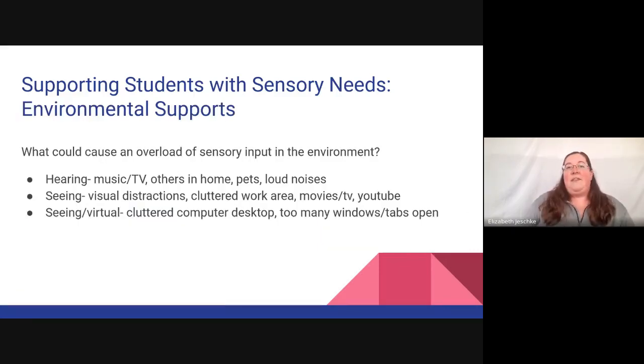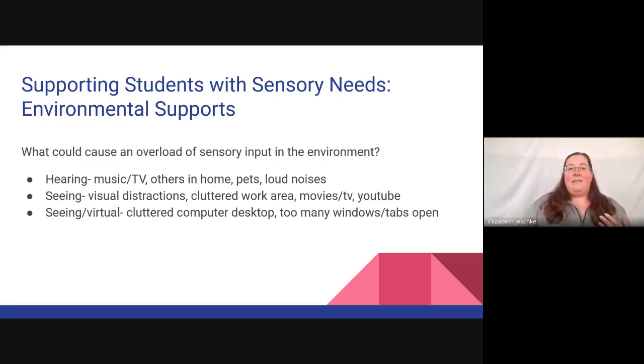Some of the things that we think about that could cause these sensory issues or concerns might be environmental. So again, those loud noises, things that we're hearing, if there's music going on in the background or the TV's on, if there's lots of noises happening in the home, siblings running around, pets barking, all of those types of noises could be too much input for a student's sensory system to be able to then focus on their schoolwork.